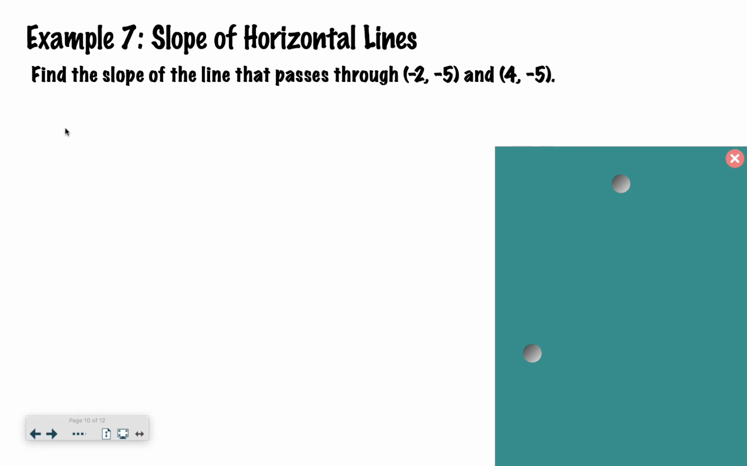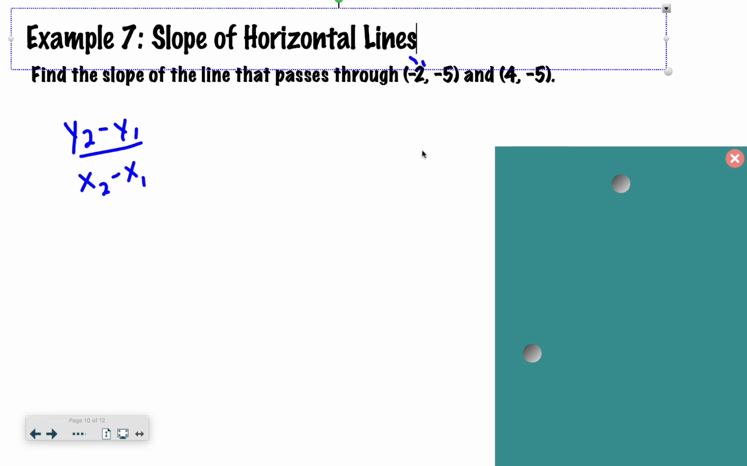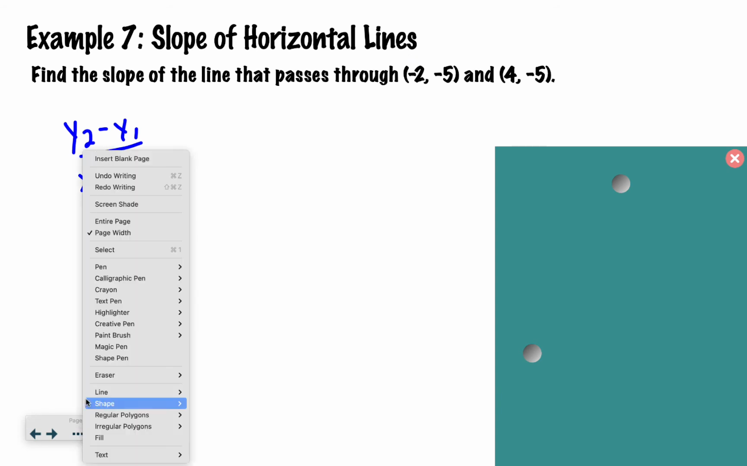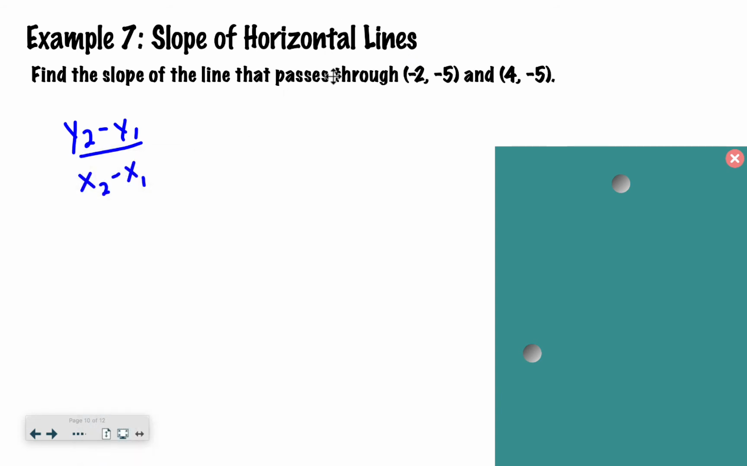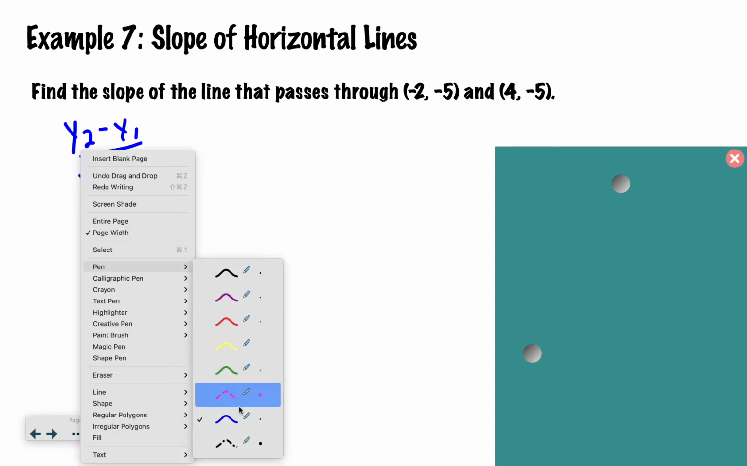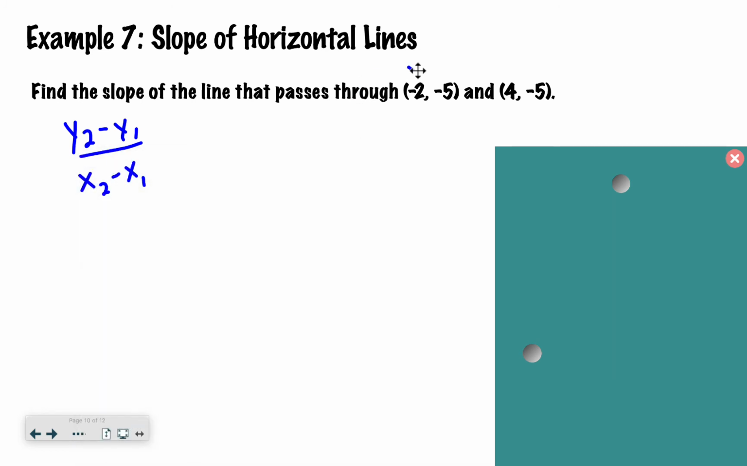Let's keep that habit. Let's subtract our y's and subtract our x's. So I have x1, y1. I'm going to slide that down and see if it'll let me write above it. So we have x1, y1, x2, y2.